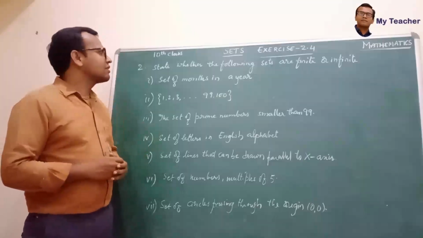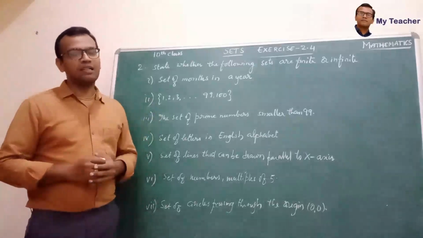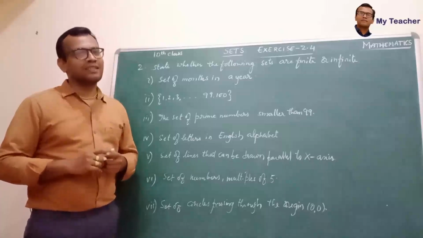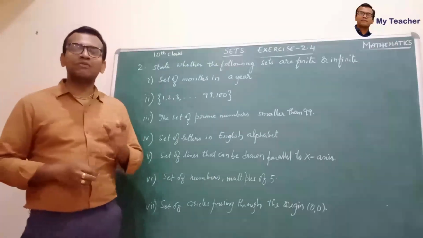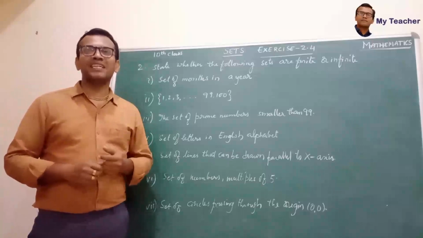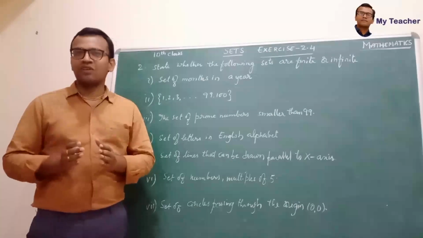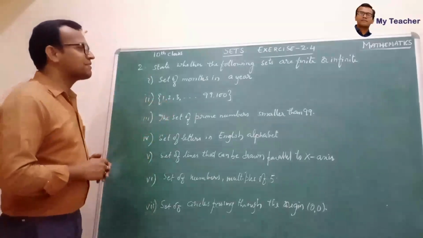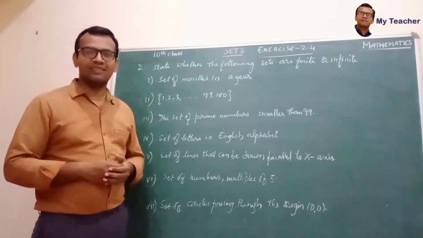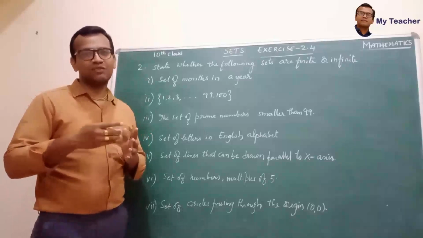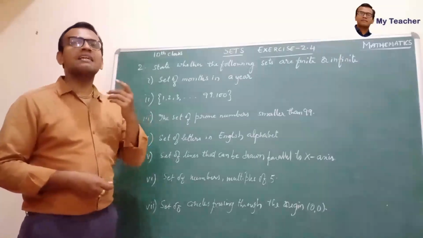So in this question, it is asked to find whether the sets are finite or infinite. So once again, let us discuss finite and infinite. What are finite sets? A set in which the number of elements can be expressed as a whole number is finite, and if it is not, then it is infinite. Let's see the first one. Set of months in a year. Children, what are the months in a year? Yes, they are January, February, and so on up to December. So there are 12 months in a year. So it is a finite set.